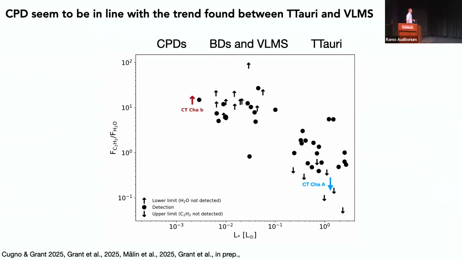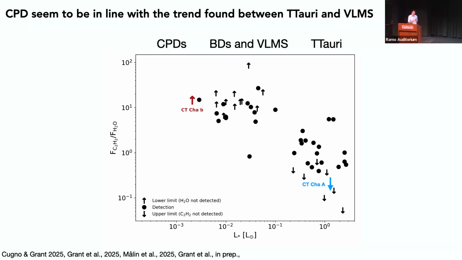This plot shows the C2H2 over H2O ratio, which is a proxy for the C/O ratio, as a function of the luminosity of the central object. In black, you see a bunch of objects observed by the MINDS survey, and we are including some objects from a Cycle 2 program led by Sierra Grant on brown dwarfs and very low mass stars. And you see that when taken individually, both CT Cha A and CT Cha B fit very well in this story. Right? There is a trend.